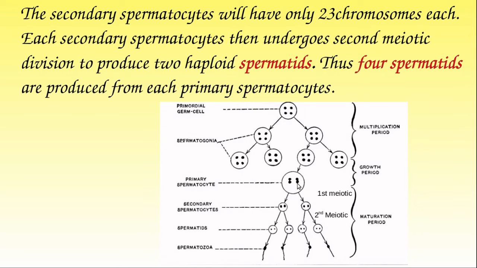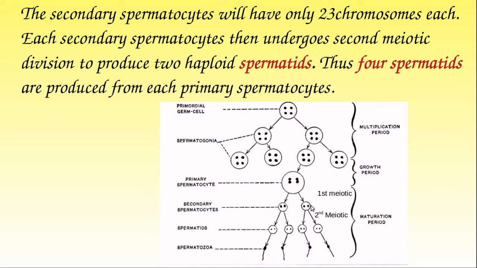Up to here is the first meiotic division, after that we get secondary spermatocytes. They are haploid in number. Here this is diploid, this is diploid, and these are haploid. Now what happens? The secondary spermatocytes will have only 23 chromosomes. As in human, it is haploid, it is 23. And each secondary spermatocyte then undergoes the second meiotic division, which is just like a mitotic division.